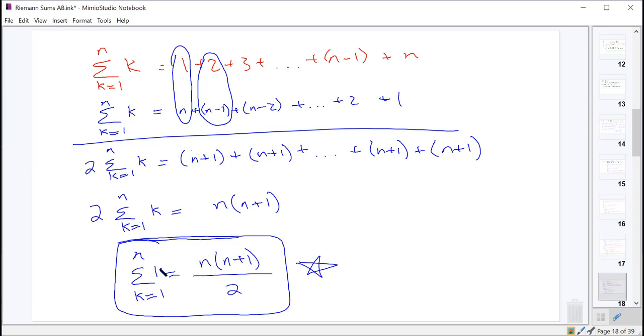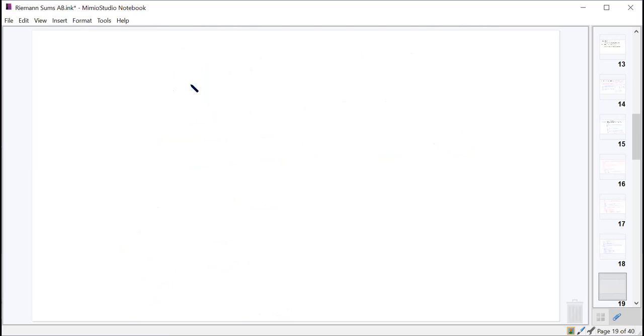Okay. Oops, I should have put a K in there. The sum from K equals 1 to N of K is equal to N times N plus 1 over 2. Then I'm going to put one more page in here. We're not going to prove this one. If you want to, go online and look at the proof of this.